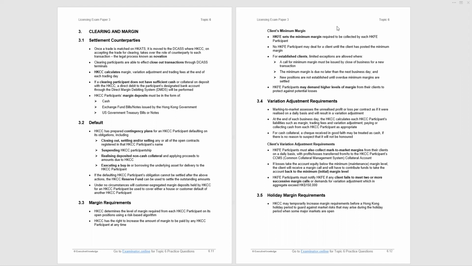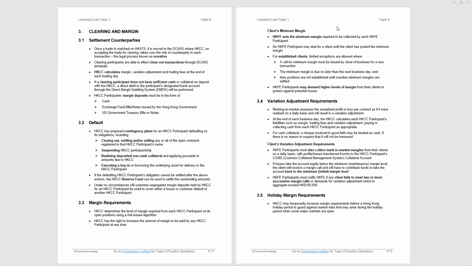The clearing participant's margin deposits that they have to put forward must be in the form of cash, exchange fund bills, notes issued by the Hong Kong government, or US government treasury bills or notes. So this is where the clearing participants must deposit margin with the clearing house, and that's the forms that they are allowed.